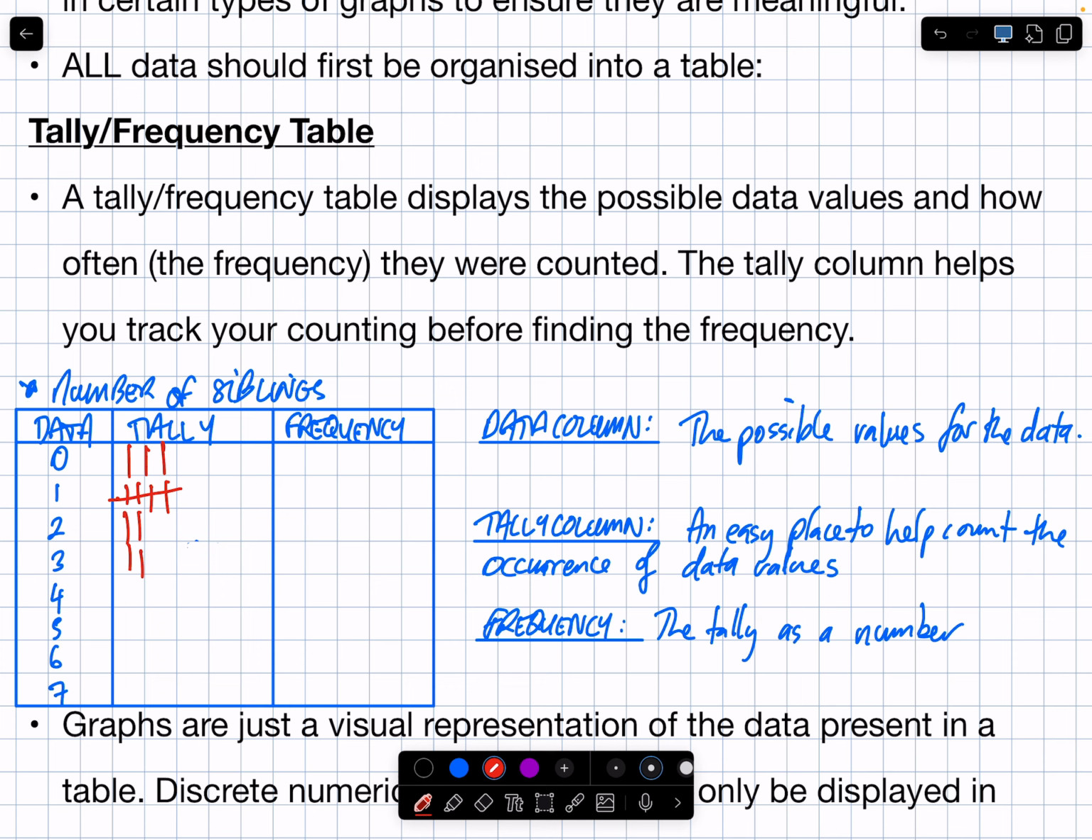I'm not going to say your name, so how many brothers, sisters do you have? 1 brother. 3. 2. 4. 1. 2. 2. Okay, we have our class data.